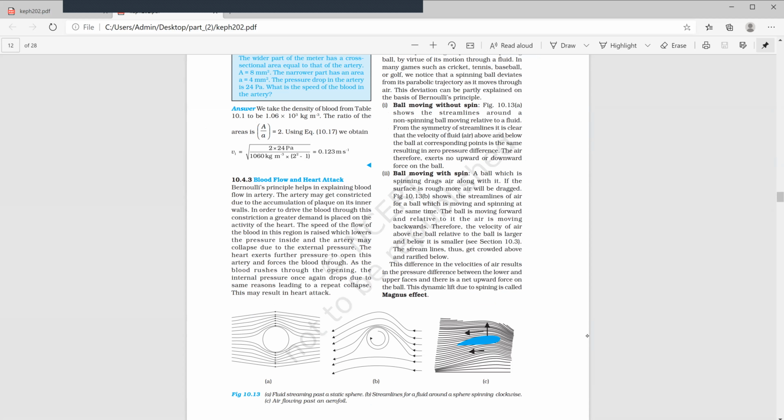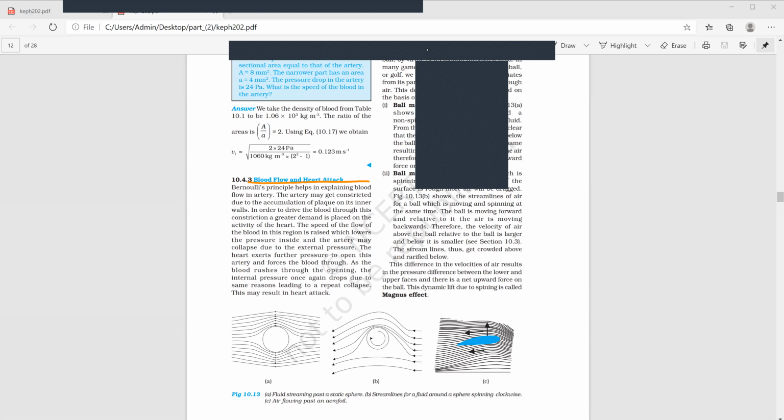And here, how Bernoulli's principle is used in case of blood flow and heart attack. So how is it applicable? Now we are seeing how Bernoulli's principle is useful in case of blood flow and heart attack. Bernoulli's principle helps in explaining blood flow in arteries and heart attack.